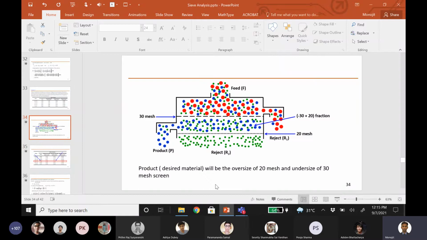Reject here is from the undersize of, now just concentrate on this screen only. This is your product which will come from here. What is the reject here? Undersize of 20. What is the feed to this screen? Undersize of 30.